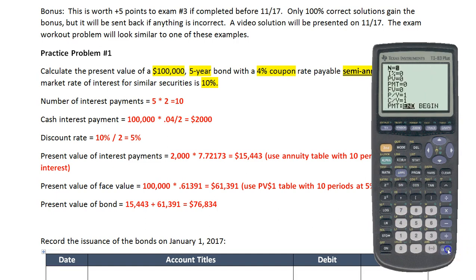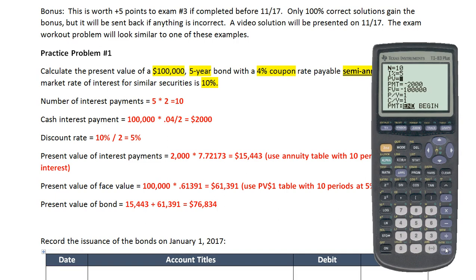Apps, Finance, TVM Solver. Number of periods is equal to 10. The interest rate per period is equal to the 5%, or the 10 divided by 2. The present value we're going to solve for, so we'll come back to it later. The payment is equal to the 2,000. We'll call it the negative. It doesn't like when I enter that one, so we'll use the other negative sign. And the future value will pay out 100,000.